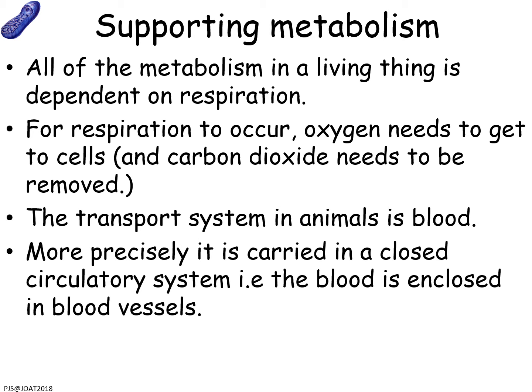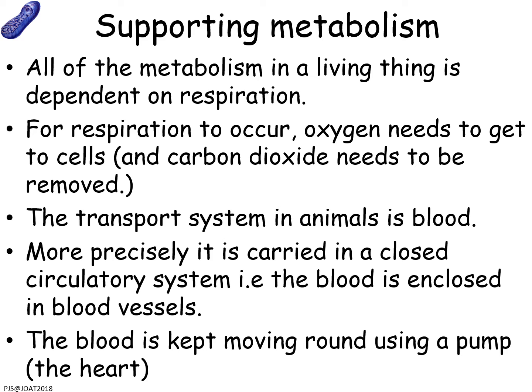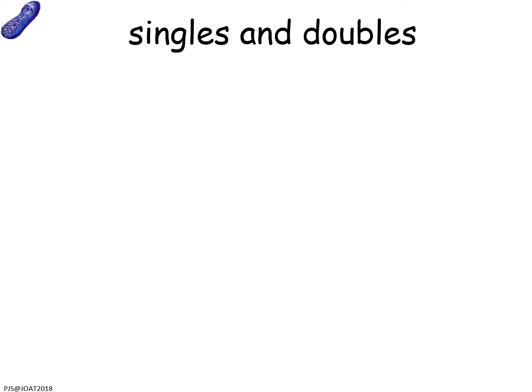In all of these, we're looking at a closed circulatory system. That is not true in all things. Some have open circulatory systems, but we all have closed ones. That means that the blood is inside blood vessels, and then it's moved round with a pump, which we know is the heart. So it's not straightforward. Not all animals have the same types of hearts.